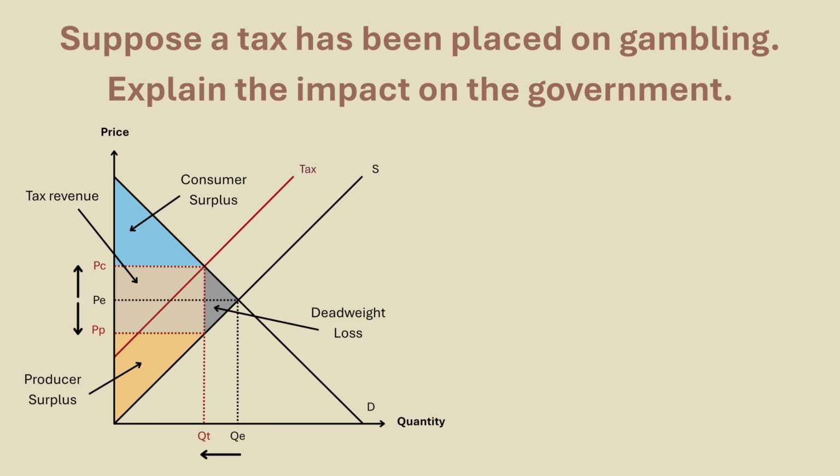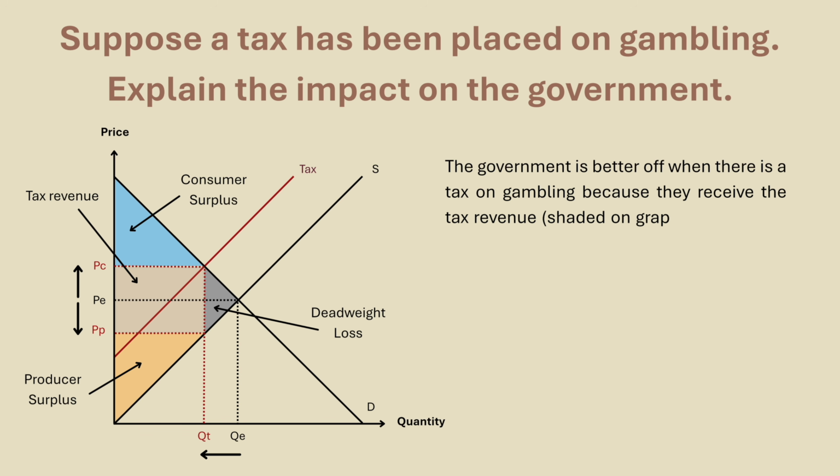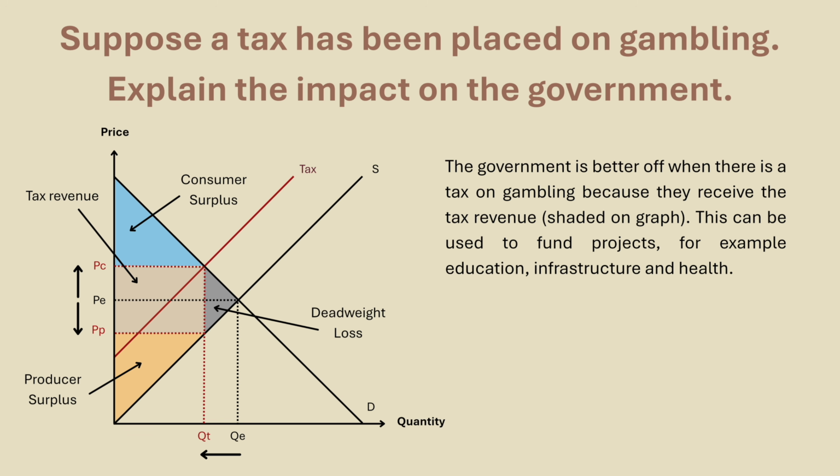Suppose the tax has been placed on gambling. Explain the impact on the government. The government is better off when there is a tax on gambling because they receive the tax revenue, as shaded on the graph. This can be used to fund other projects, for example, education or infrastructure or healthcare. Side note, it is interesting here that the government benefits from a tax on gambling, whereas consumers and producers are worse off in terms of monetary value.